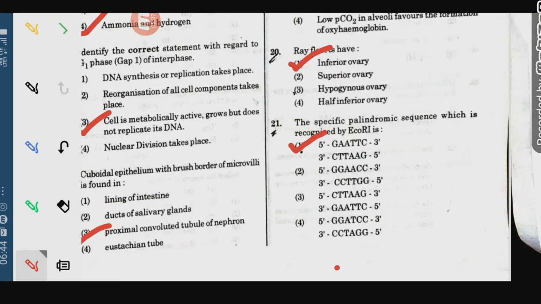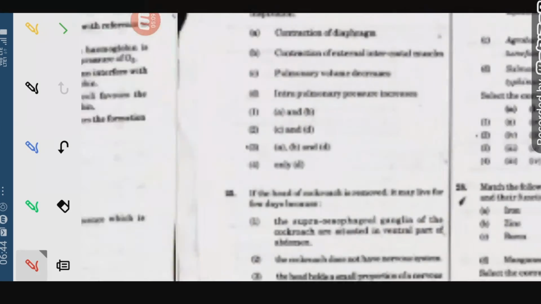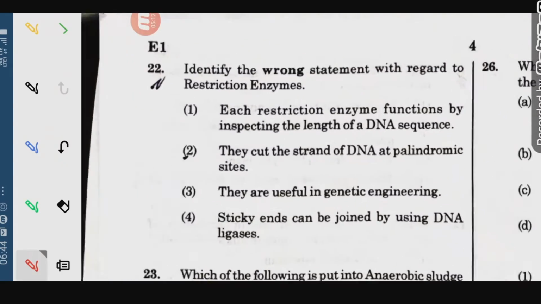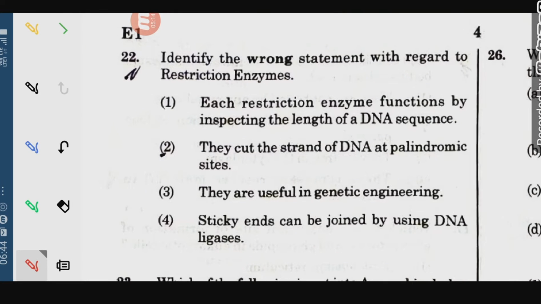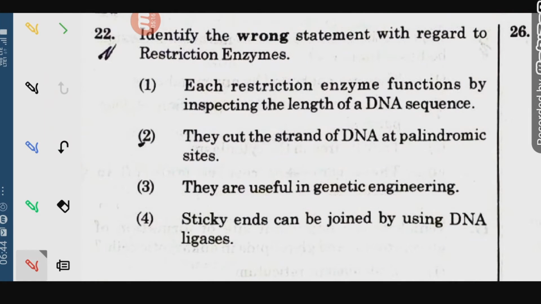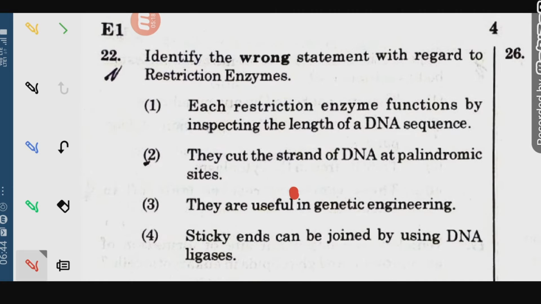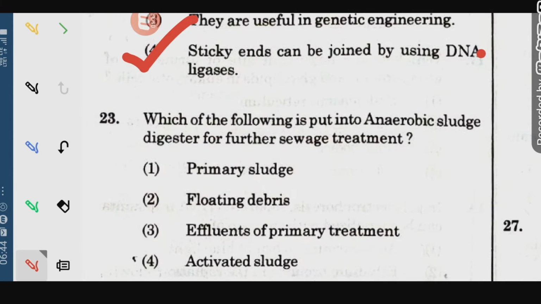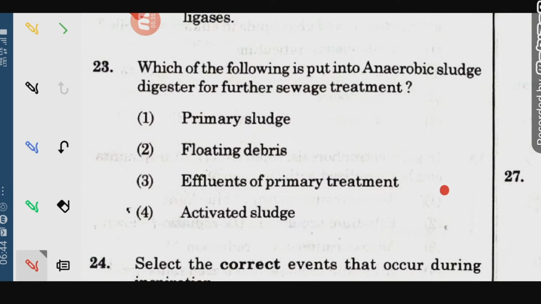So we have completed this one. Let's move on to the next question. Identify the wrong statement with respect to restriction enzymes. Alright, what is the wrong statement? This one. Sticky ends can be joined using DNA ligases. Ligase has nothing to do with restriction enzyme. Next, which of the following is put into anaerobic sludge?